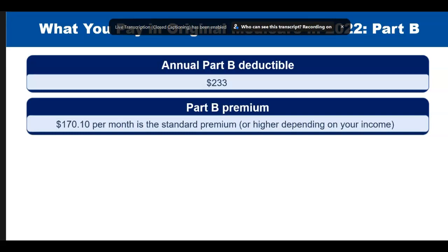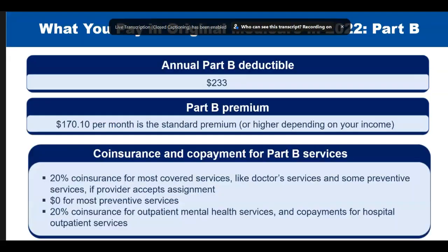But then there are also other costs that are associated with services received under Part B. These are the co-insurance and co-payments for Part B services. So yes, while Medicare kicks in and pays for most of the Medicare-approved costs, there will be 20% co-insurance for most covered services like doctor's visits and some preventive care if the provider accepts assignment. There is actually, in most cases, however, $0 for most preventive services. Our Medicare Review Handbook talks about those services that have co-insurance costs and co-payment costs. There's also a 20% co-insurance for outpatient mental health services and co-payments for hospital outpatient services.